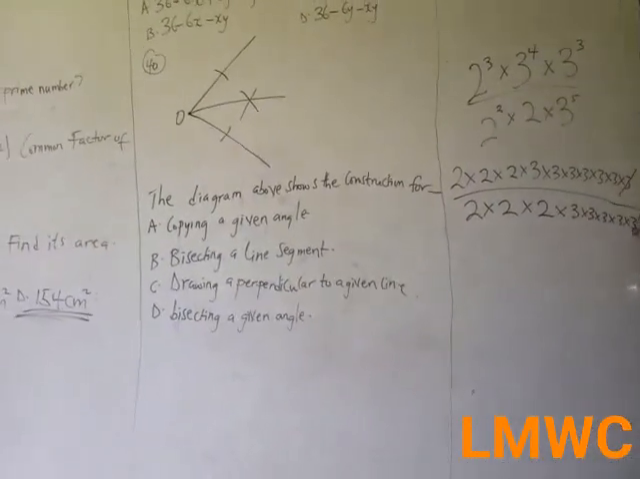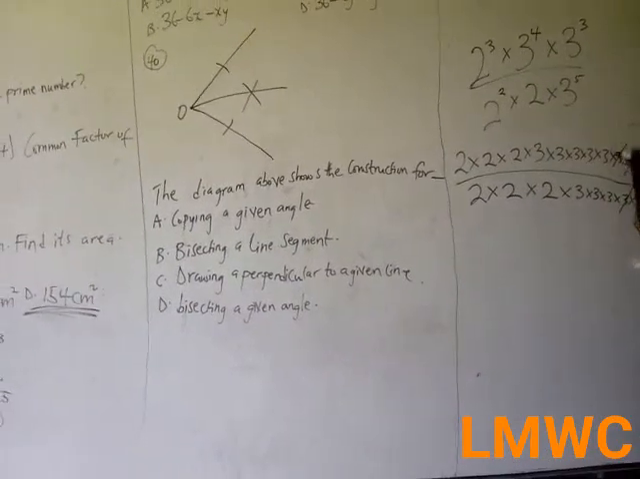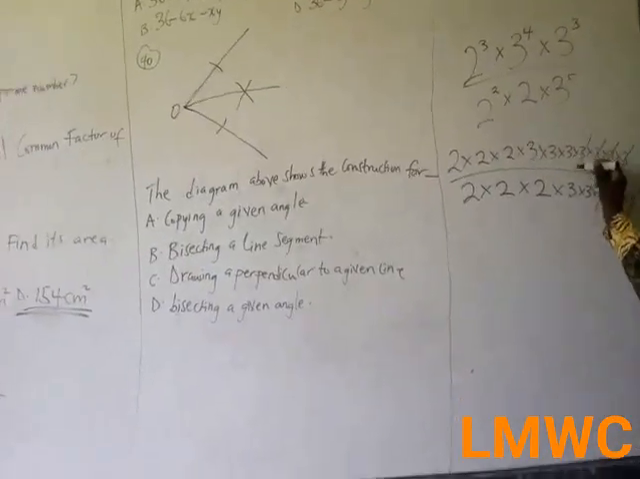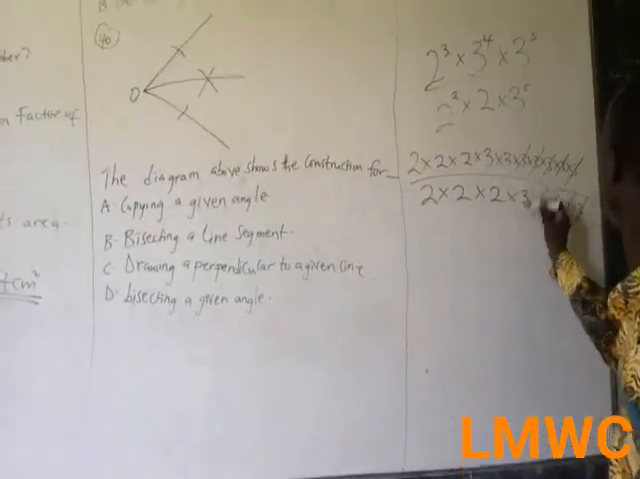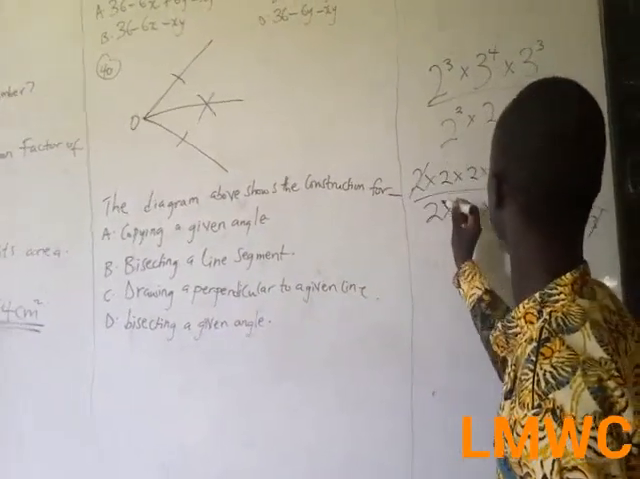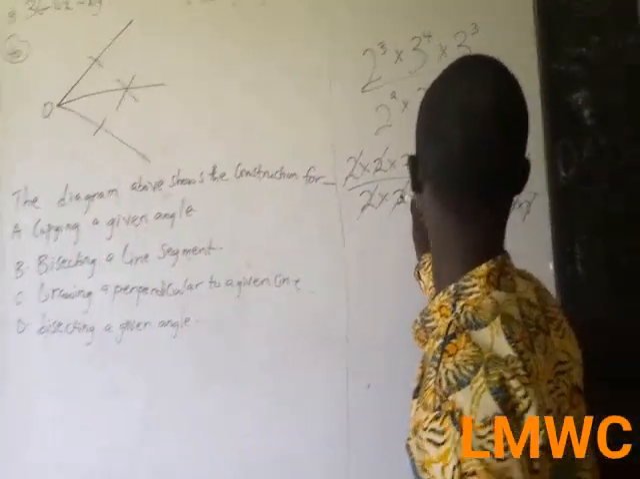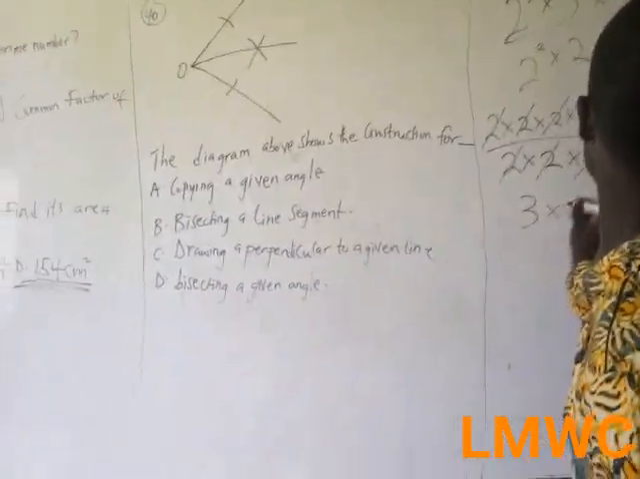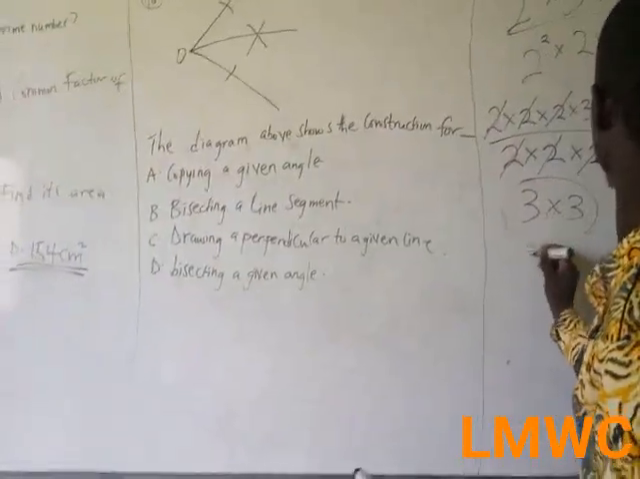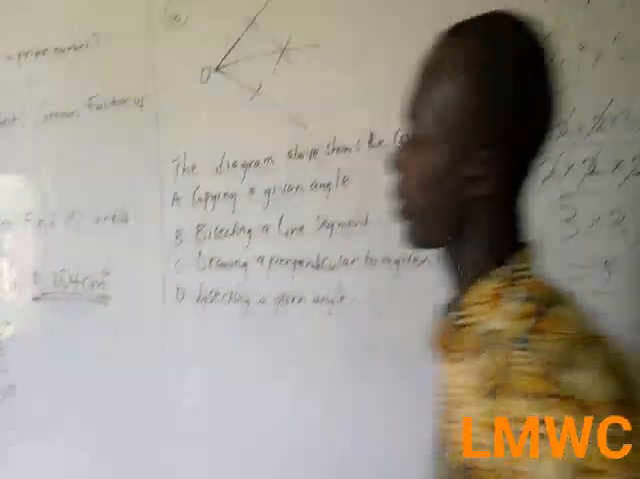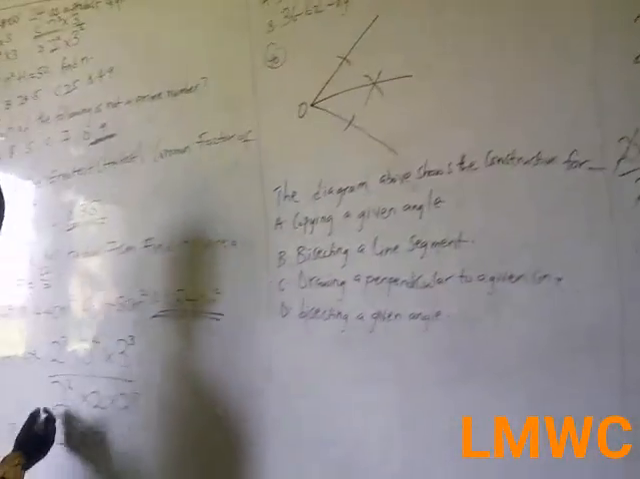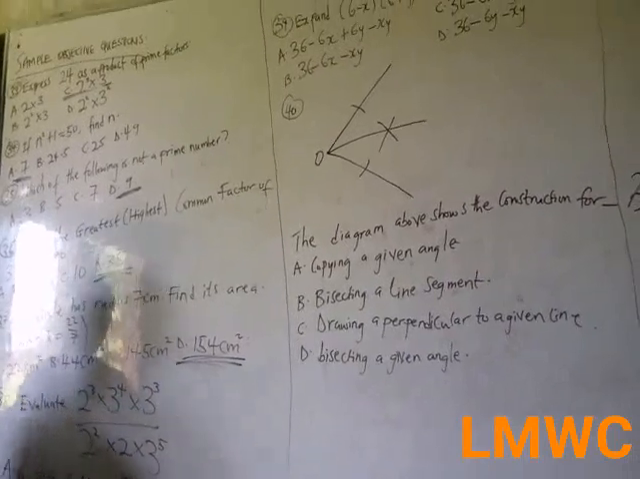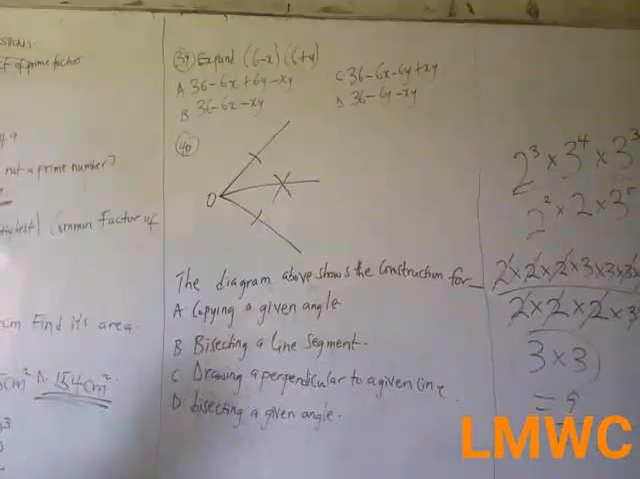So this will cancel this, this will cancel this, this will cancel this, this cancel this, this cancel this. So let's take 2. This will cancel this, this cancel this, this cancel this. So we have 3 times 3 on top, and 3 times 3 is 9. Our answer is 9. So it's B. The answer is B.